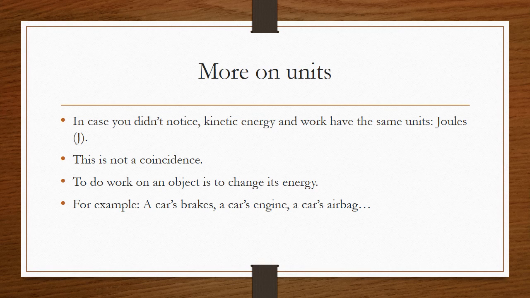Let's talk about some units some more. In case you didn't notice, kinetic energy and work have the same units, which are joules. It's not a coincidence. Doing work actually means that you're changing an object's energy, in this case kinetic energy. So some examples of things that can change an object's kinetic energy by doing work are a car's brakes, a car's engine, a car's airbag. These things all do work to change the speed and kinetic energy of an object.